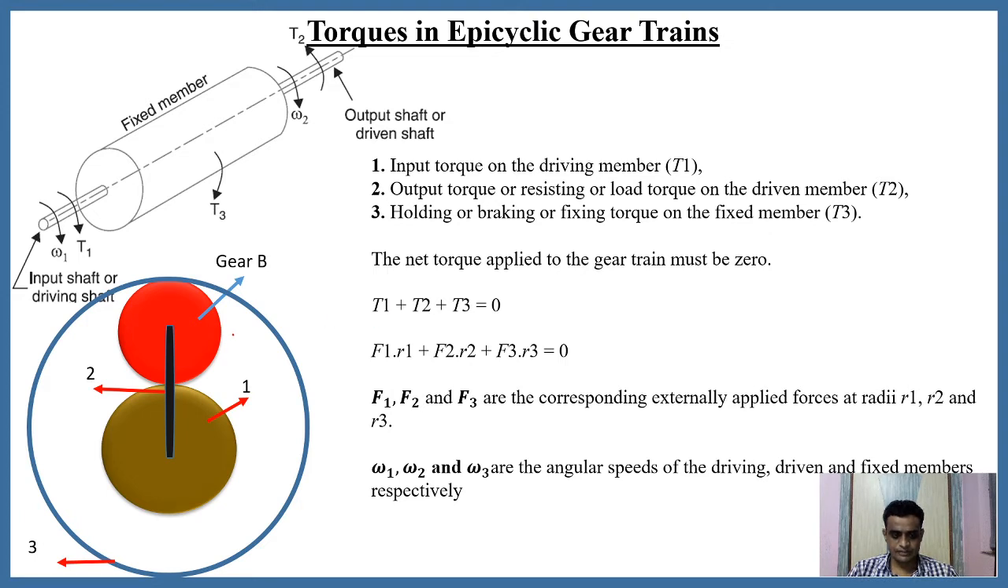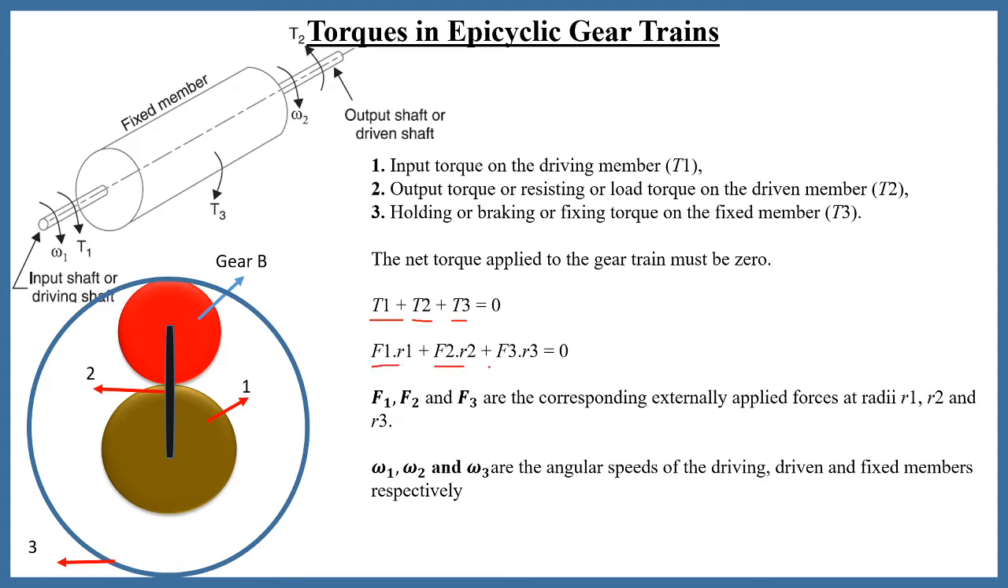Now if we consider this, the input shaft carries some torque, the output shaft carries some torque, and the annular gear, the member which has some motion, also carries some torque. The summation of all the torques, T1 plus T2 plus T3, is equal to 0. For the equilibrium condition, the net torque applied to the gear train must be 0. That means F1R plus F2R plus F3R equals 0.